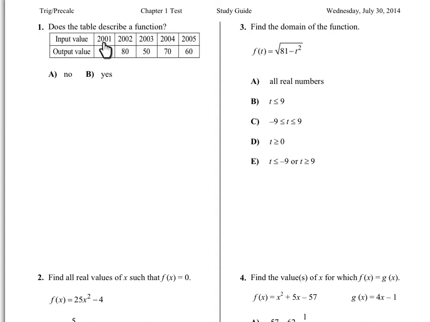Notice the 2001, 2002, 2003, 4, and 5. All of these are different values. And so the question is, is this a function? The answer would be yes. If any of those values were repeated, then the association, the mapping, would not be a function. So this is a function because none of those x values are repeated.